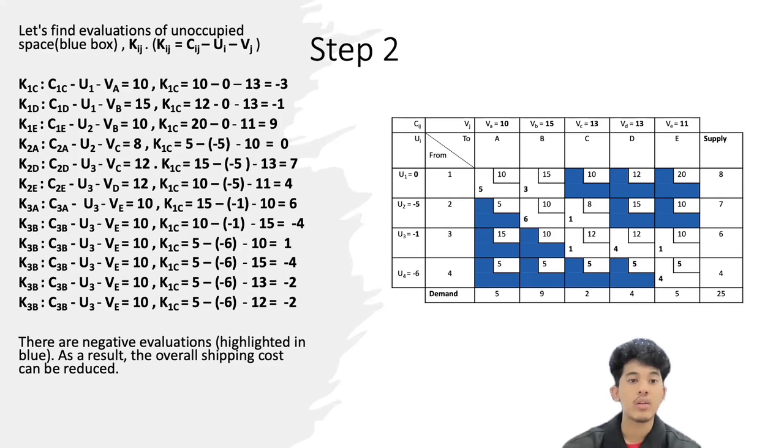After you get the answer, you need to find the evaluation of unoccupied space, which is the blue box. The equation is Kij equal to Cij minus Ui minus Vj. So below is the answer, and there are negative evaluations which are highlighted in blue. As a result, the overall shipping cost can be reduced.